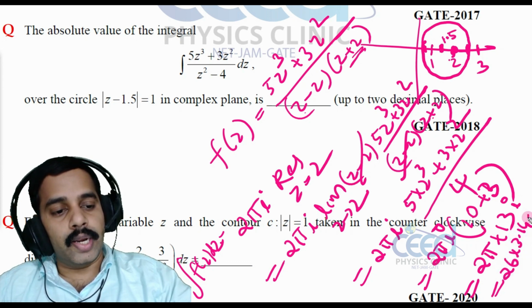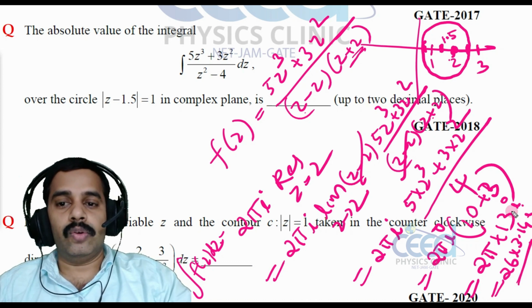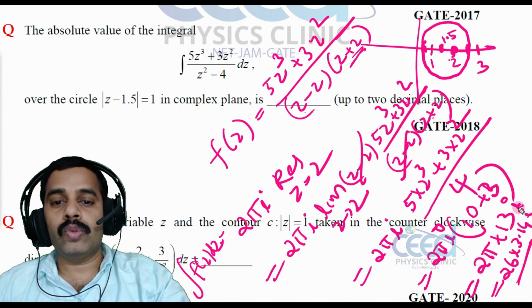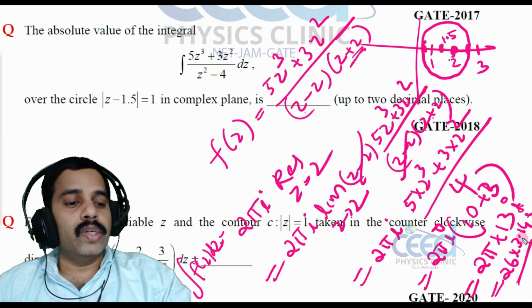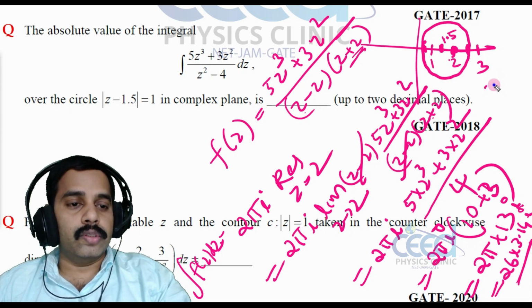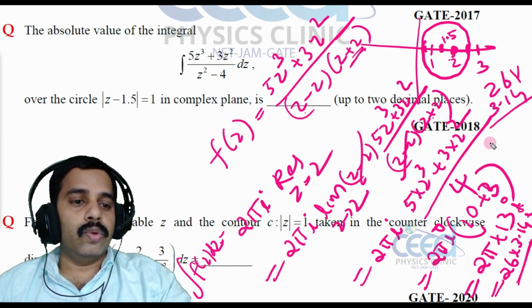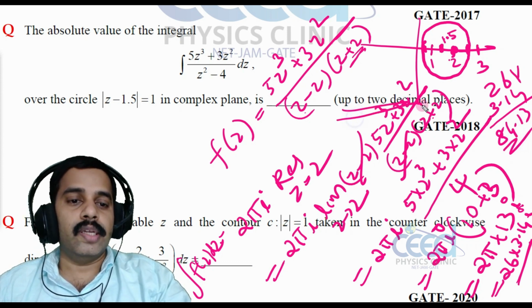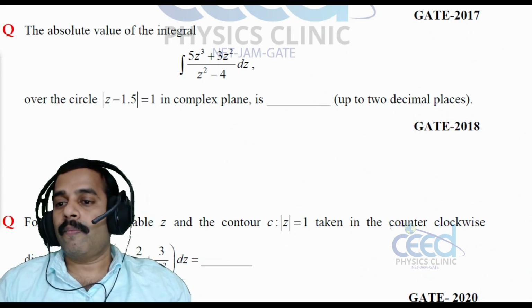3.14 i. In a complex plane, we need not represent this i; we have to write the coefficient, because we have to mark the values in the complex plane. So 26 into 3.14, that is the answer. When you expand this, you will get 81.64 something, and you have to write it to 2 decimal places. All right, so that is the answer.